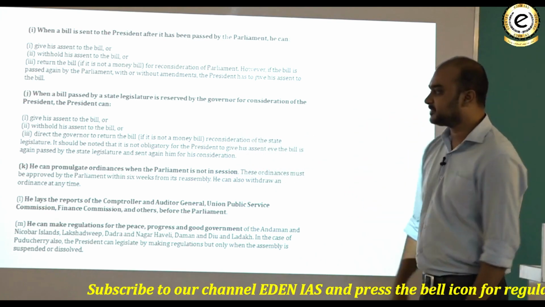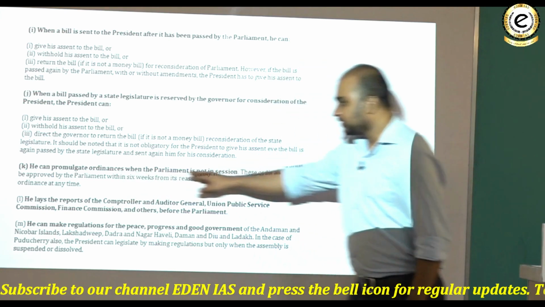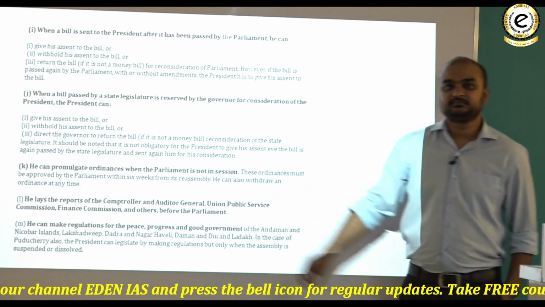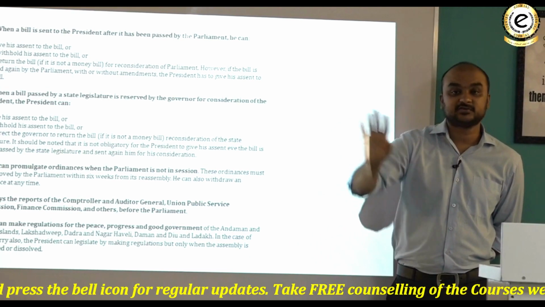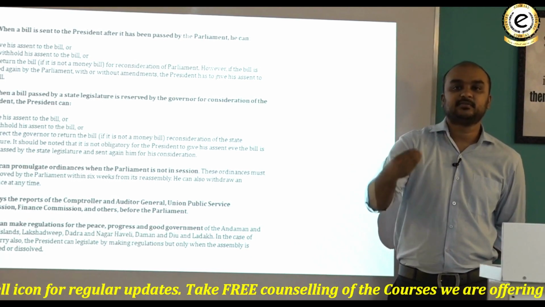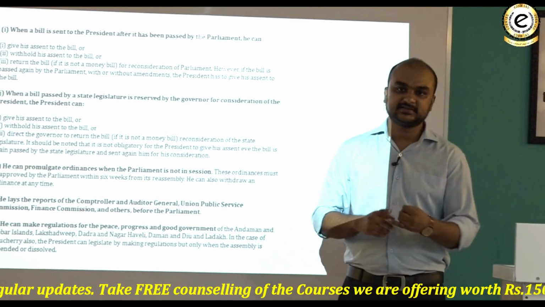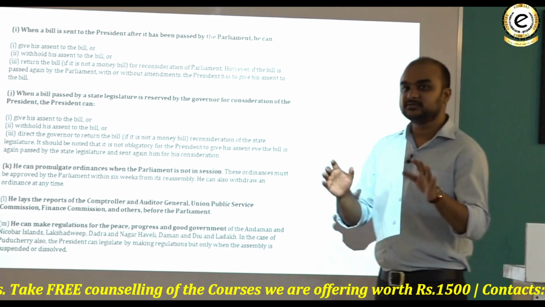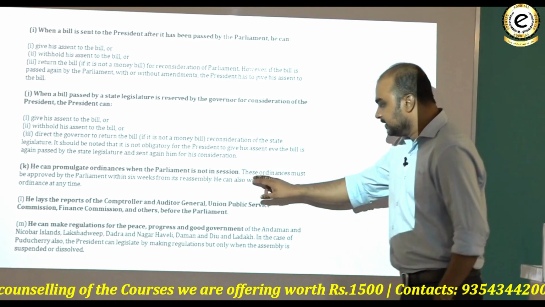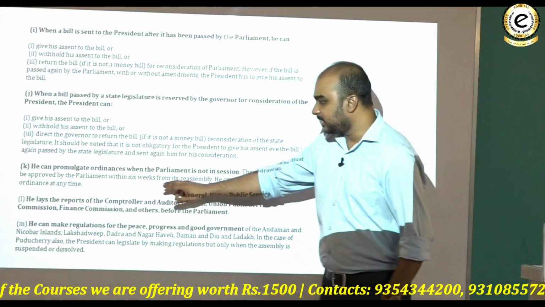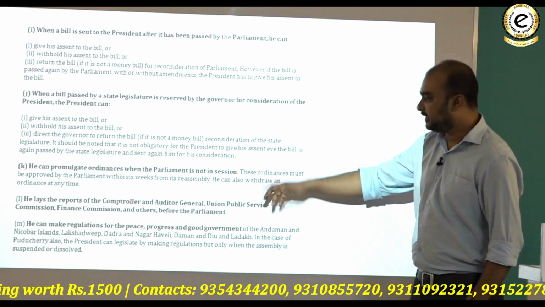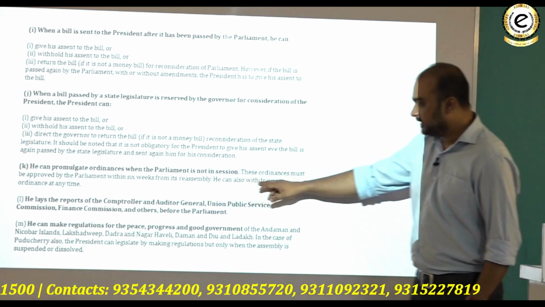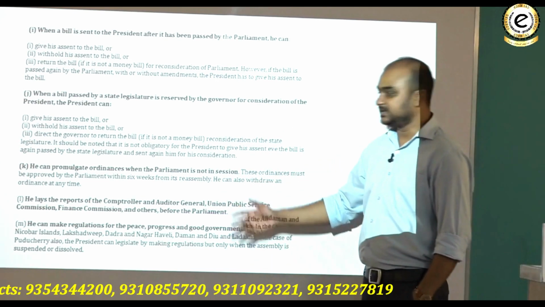He can promulgate ordinances when the Parliament is not in session. For passing a bill, both the houses of the Parliament must be in session. If either of the houses is not in session, he can promulgate an ordinance. An ordinance has the same effect as that of a law. We'll look at ordinances in some detail in some time. These ordinances must be approved by the Parliament within 6 weeks from its reassembly. It means these are temporary legislations which are made by the executive. He can also withdraw an ordinance at any time.